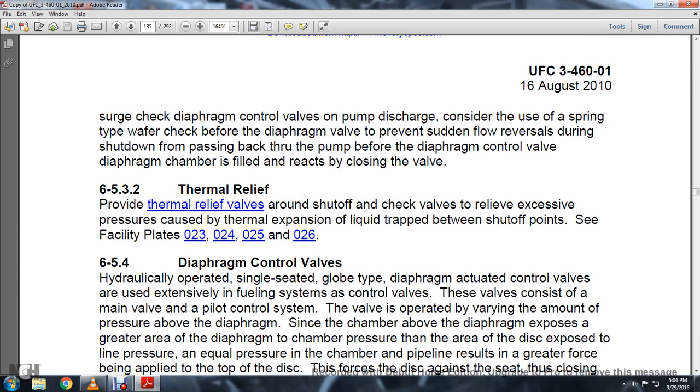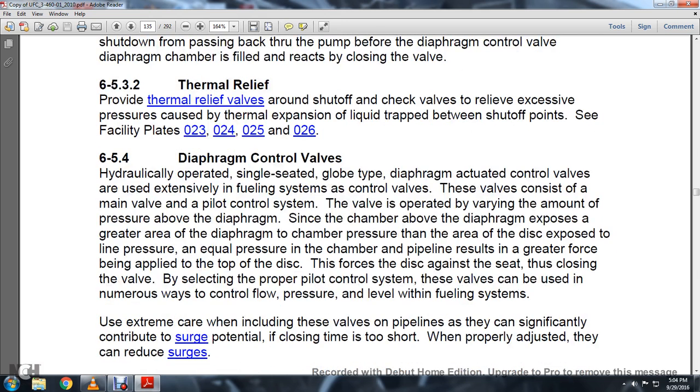6532 Thermal relief valve. Provide thermal relief valves around the shutoff and check valves to relieve the excessive pressure caused by thermal expansion of the liquid trapped between the shutoff points. See facility plates 023, 024, 025, 026.